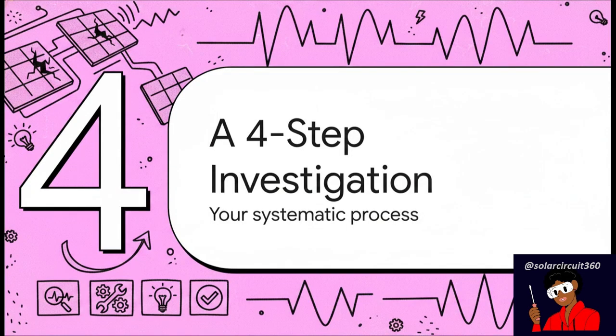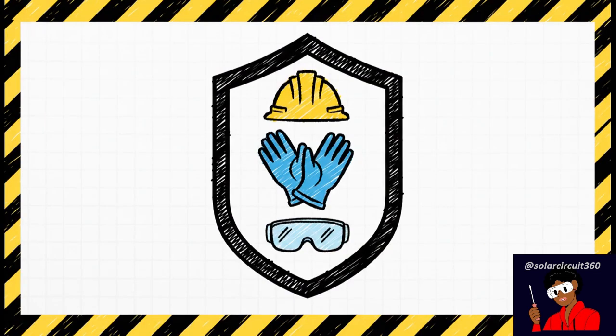So we know the unique signatures of our three main suspects. The question now is, how do we catch them in the act? Well, here is a simple 4-step investigation you can follow to crack the case. But hold on. Before we start any investigation, every good detective needs to know the rules of engagement. And with electricity, let me be clear. Safety isn't just a rule. It is the only way to do this job right and not get hurt.